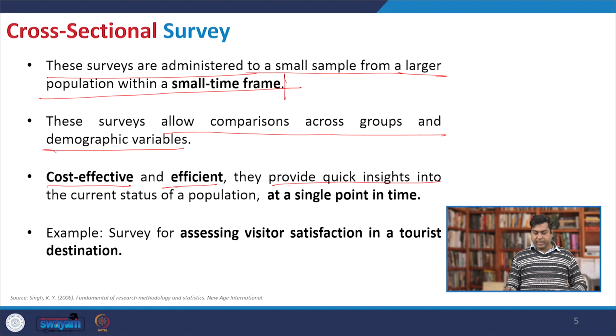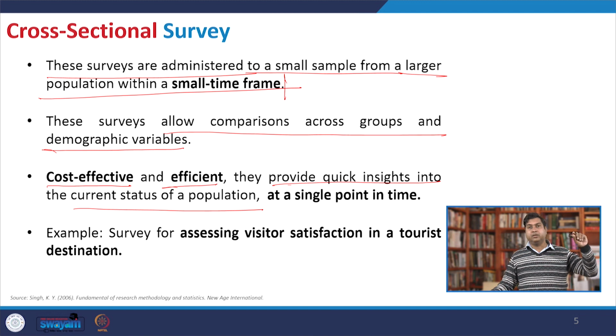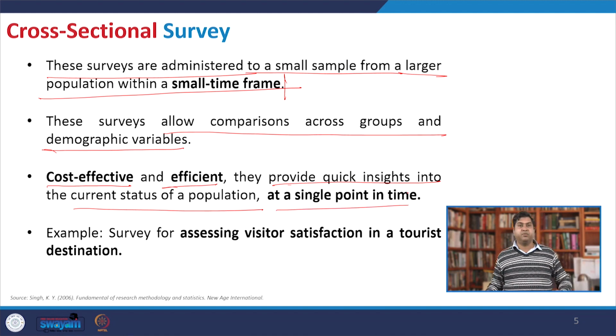They provide quick insight into the current status of the population at a given time frame. So suppose I want to understand the phenomenon at this particular time, I should go for this kind of cross sectional survey, where I intercept and just get the immediate information. So this showcases the current status or current phenomena that is working.